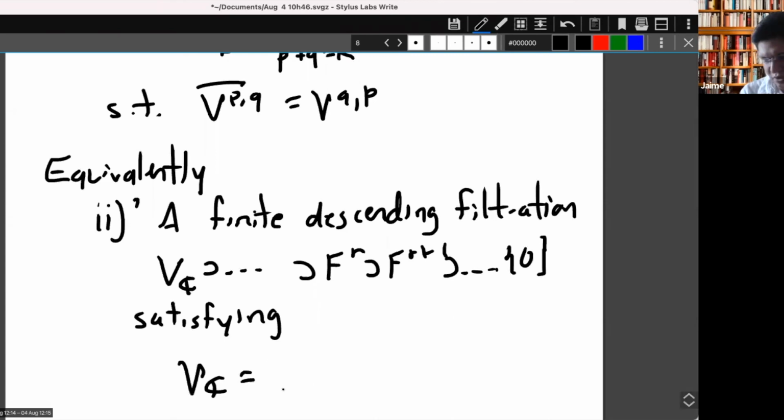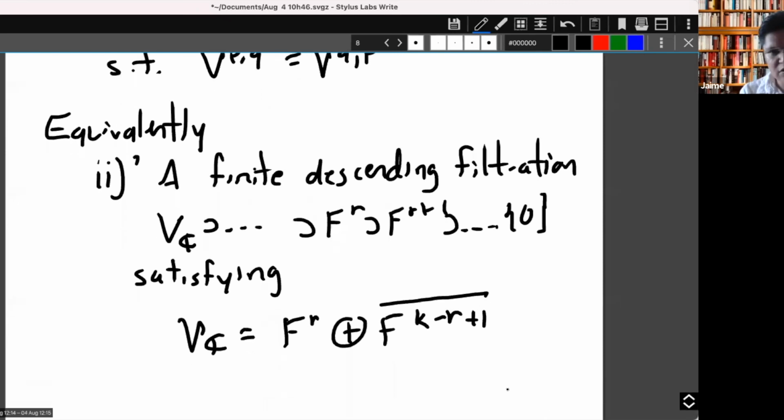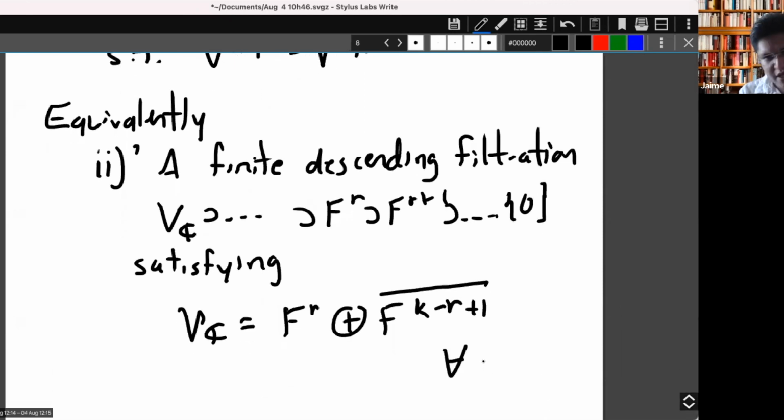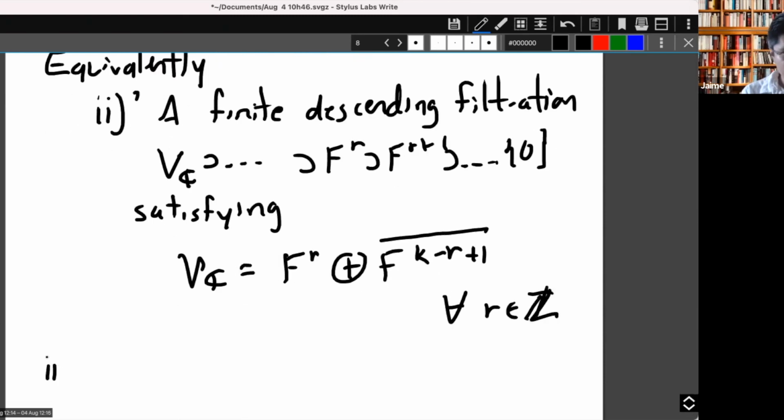BC is equal to, okay, I always forget this, FR plus, if the dimension of the manifold, no, okay, I'm not talking about it. It's K minus R plus 1 conjugate for all, for any integers R, right? So instead of, how do I go from one to the other? How do I go from a complex from the decomposition to the filtration?